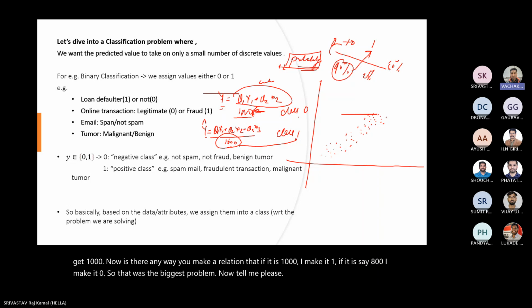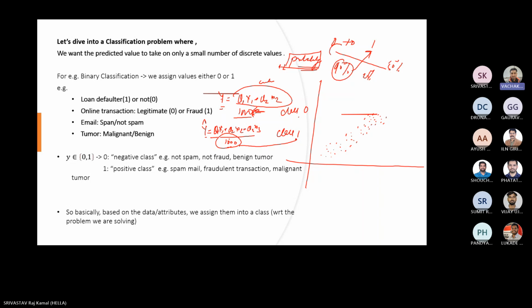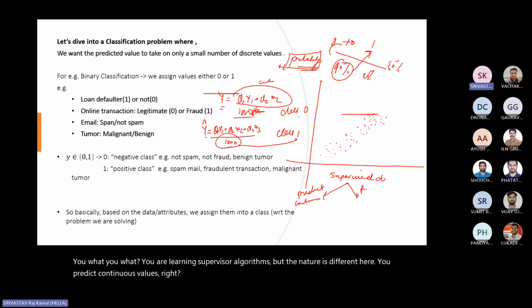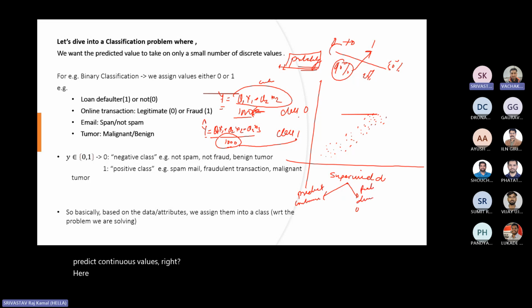Okay, maybe these two are different problems, this classification and this linear regression. They are dealing with two different problem domains, different categories. One is predicting some analog value. Yeah, you are learning supervised algorithms, but the nature is different. Here you predict continuous values, right? Here you predict discrete values, 0 1. This area is more about probability, right?